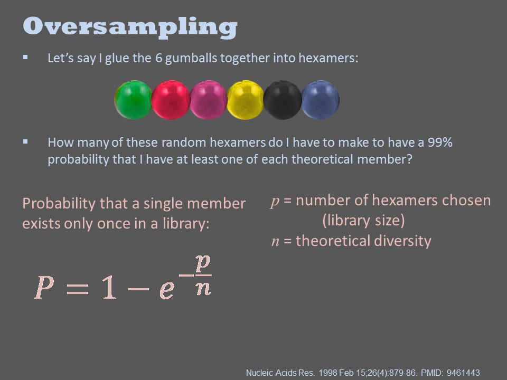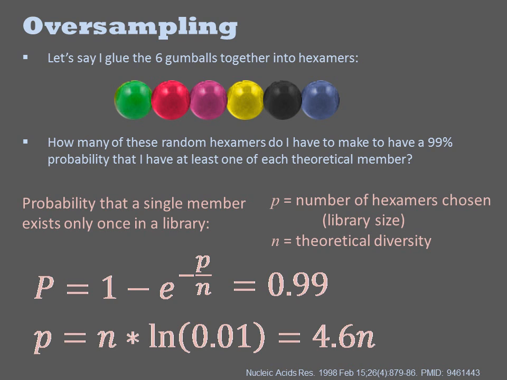So we need to determine what value of P is sufficient to have confidence that at least one of every theoretical member is represented by the library. That calculation, whose derivation is provided in the reference bottom right, is given by P equals 1 minus e to the negative P over N. If we set that value to 0.99, we can solve for P in terms of N. And we find out that this all boils down to a simple calculation of multiplying the theoretical diversity by 4.